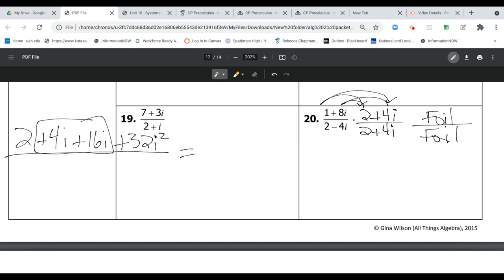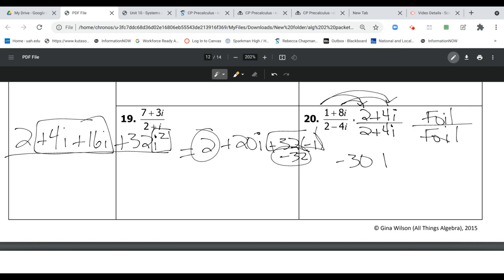When I add these two together, that gives me 20i. This becomes a negative 1. So I end up with 2. Actually, this becomes negative 32. I apologize, this becomes a negative 32. So 2 minus 32 is negative 30 plus 20i. That's my numerator. Now I'm going to work on my denominator.